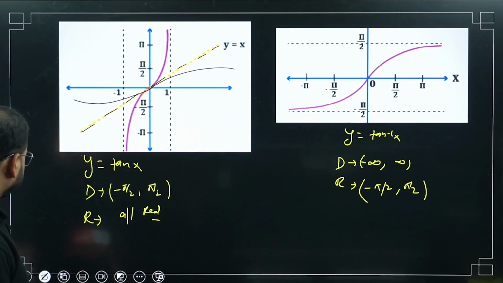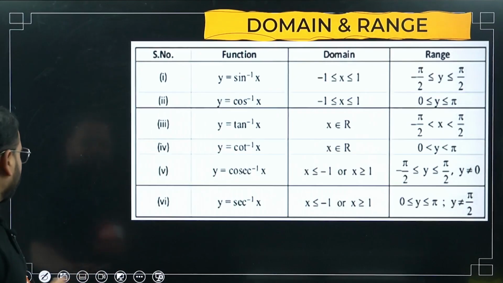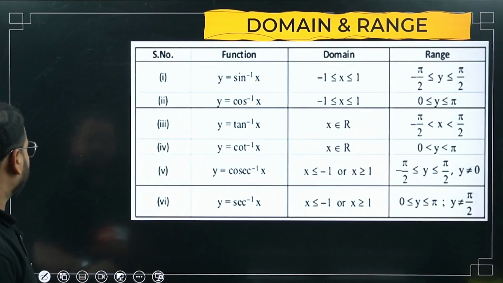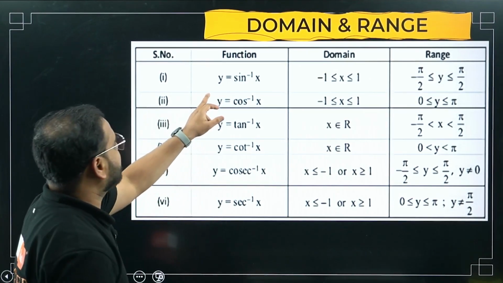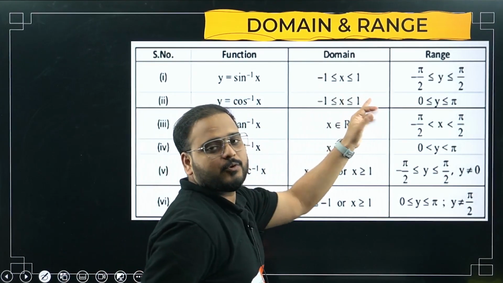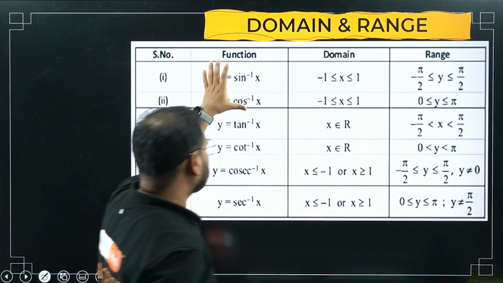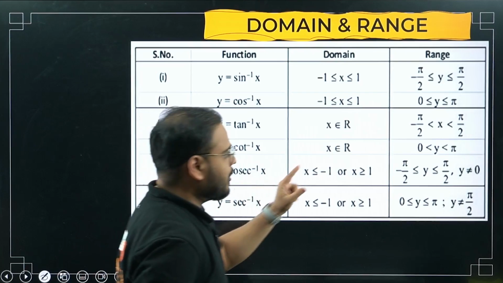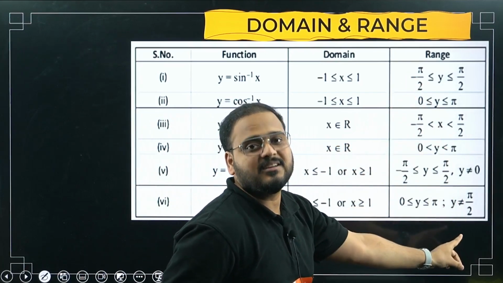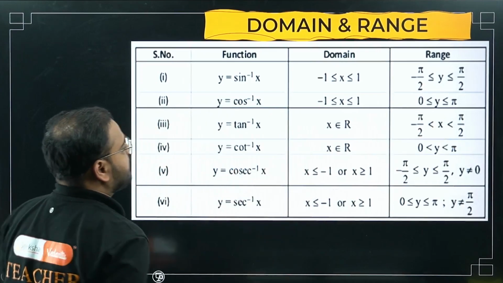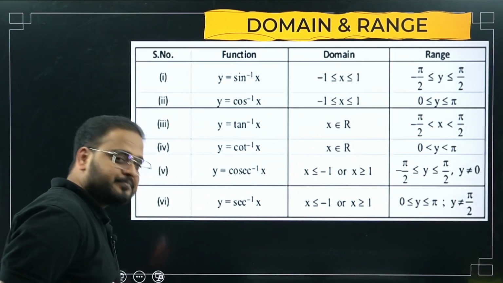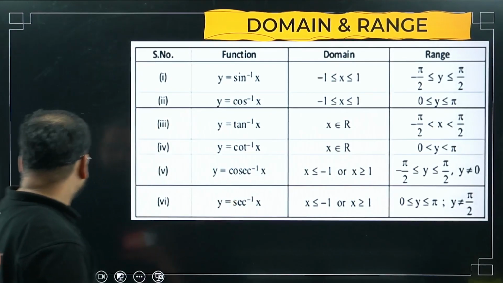Now have a look. I have given a listed form of all the domains and ranges for all the functions. I'll just read it for you once. For y equals tan inverse of x, what's the domain? One thing: for all these inverse trigonometric functions, the result is always an angle. Check here. These are all angle values, right? And these are the domain values. Have a look. Okay, let's move on to the next thing.